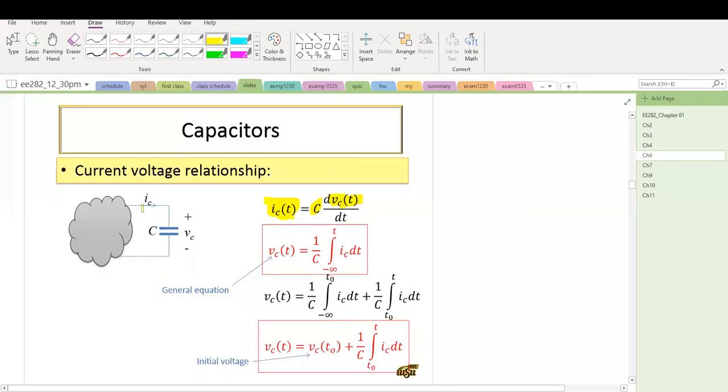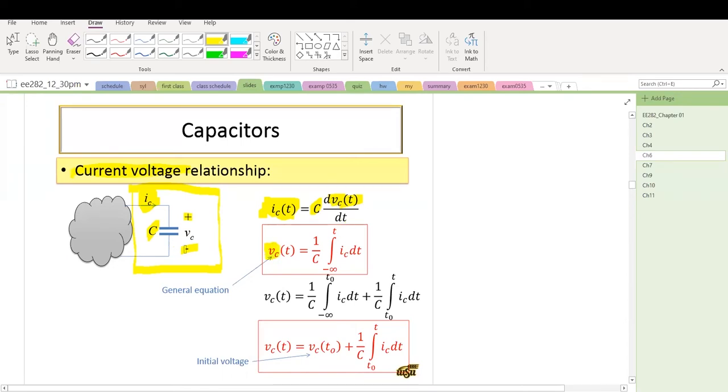Let's look at this circuit here. This is a capacitor, the current i_C, and the voltage here. This notation observes the passive sign convention. In this case, the current-voltage relationship for the capacitor is i_C equals C dv_C/dt. i_C equals C times the derivative of v with respect to time.